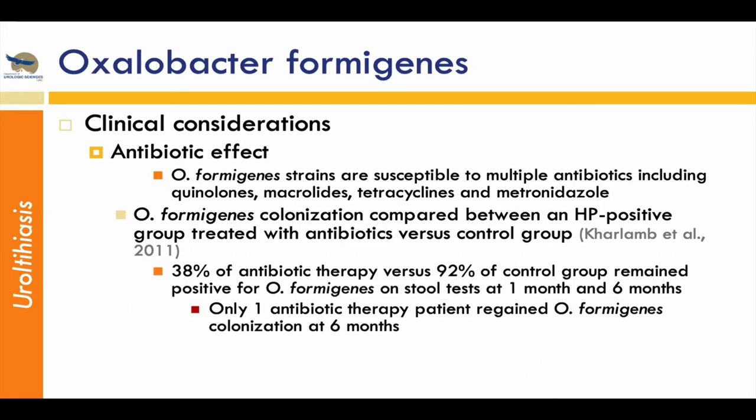Another interesting part of the Oxalobacter story is the role of antibiotics. This specific bacterial strain is susceptible to many antibiotics, including ones we use commonly like quinolones, macrolides, and metronidazole. One group compared Oxalobacter colonization between an H. pylori positive group treated with antibiotics versus a normal control group. Unsurprisingly, most of the people treated with antibiotics lost their colonization with Oxalobacter. And interestingly, only one of these patients, out of a small group of about 30 to be fair, regained colonization with Oxalobacter after 6 months. So this suggests a very lasting elimination of Oxalobacter and presumably other beneficial bacteria, which may be a risk factor for kidney stone formation.